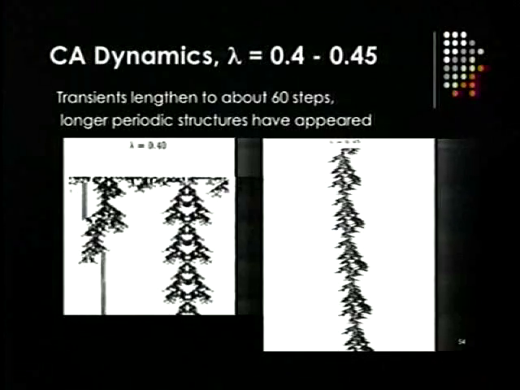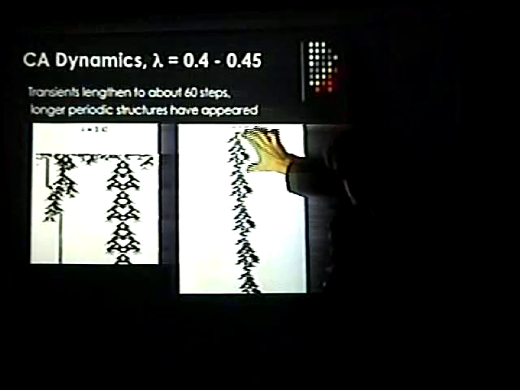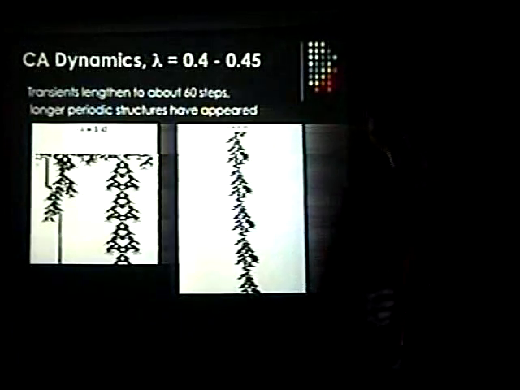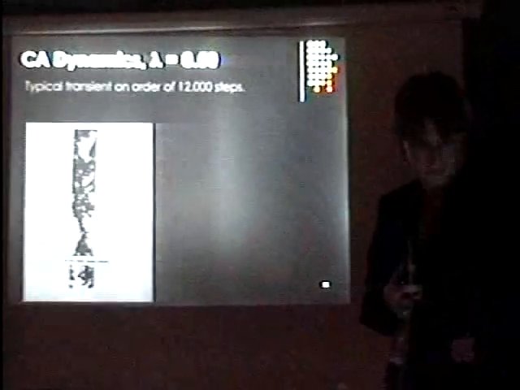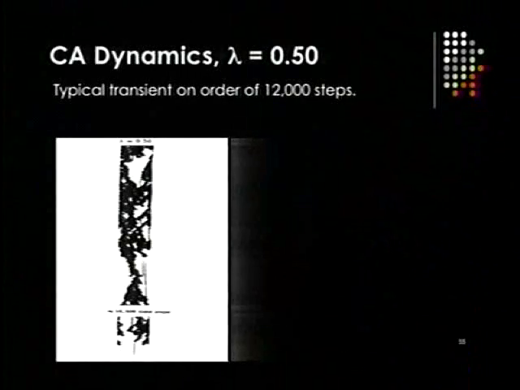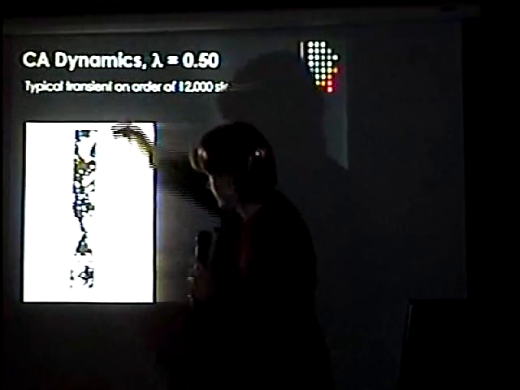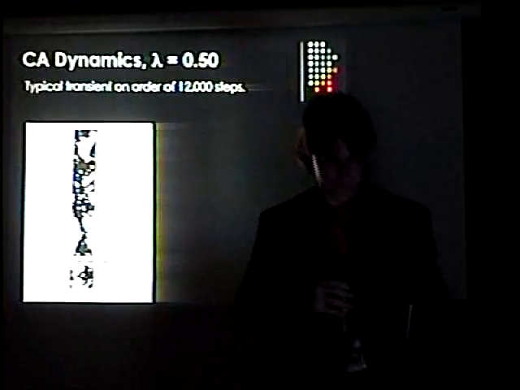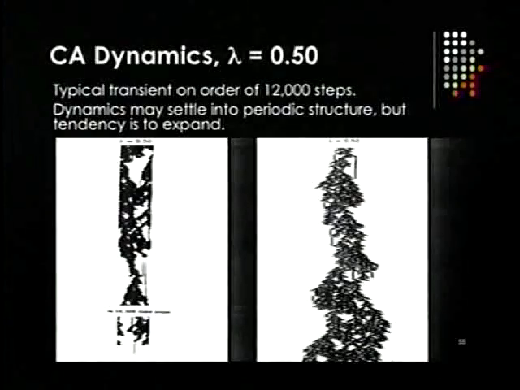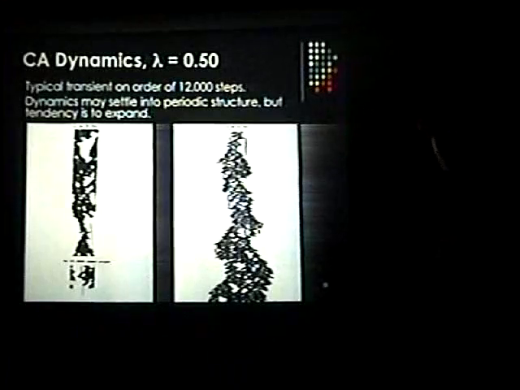So here's 0.4 and 0.45, and you can't quite see it. The transient here is maybe about 1,000 steps or something. At 0.5, the transients get significantly longer. Before it started repeating itself, it went about 12,000 time steps from there to there. And we can see far more complicated branching behavior. So dynamics may occasionally settle into periodic structure, but in general, they expand out and have more complicated properties.